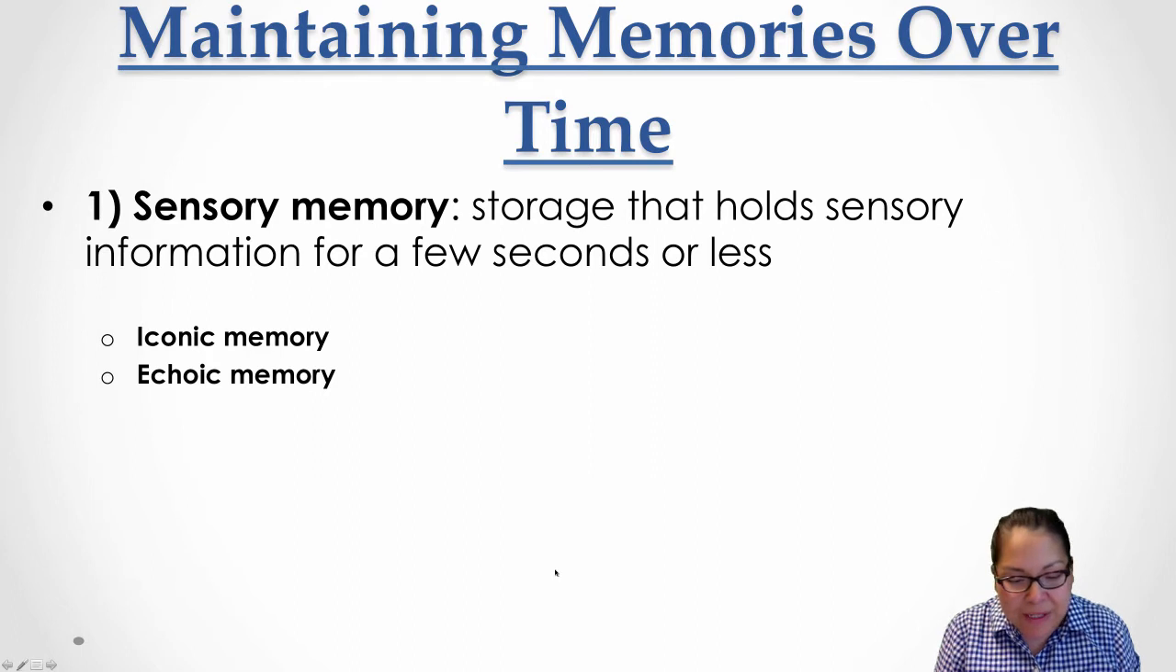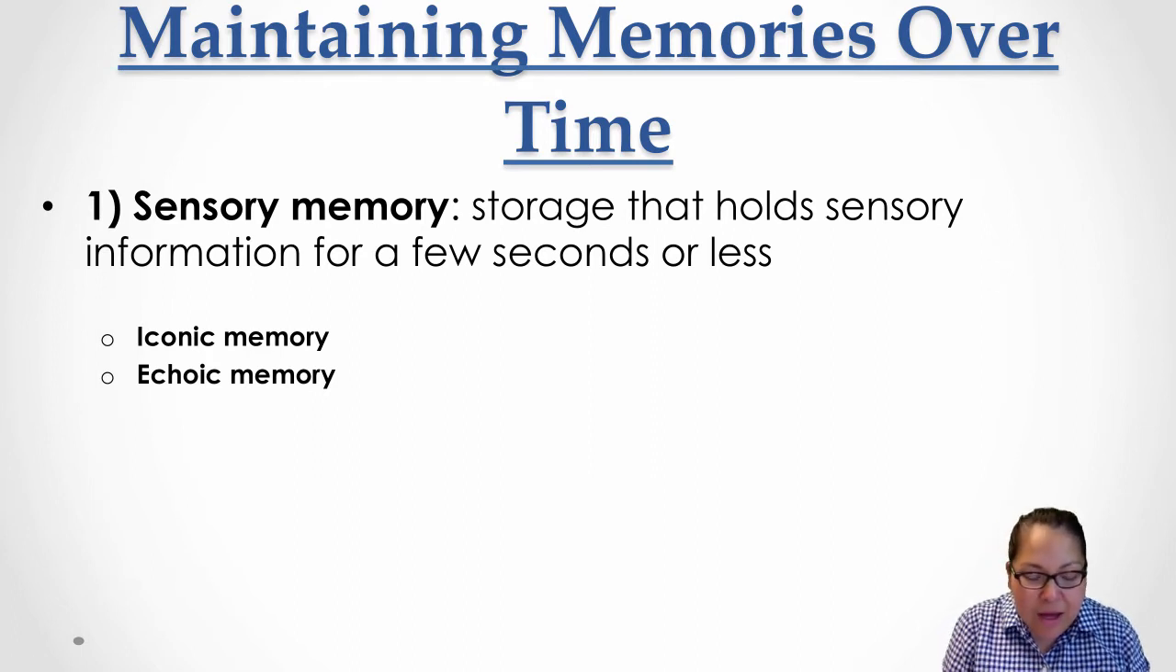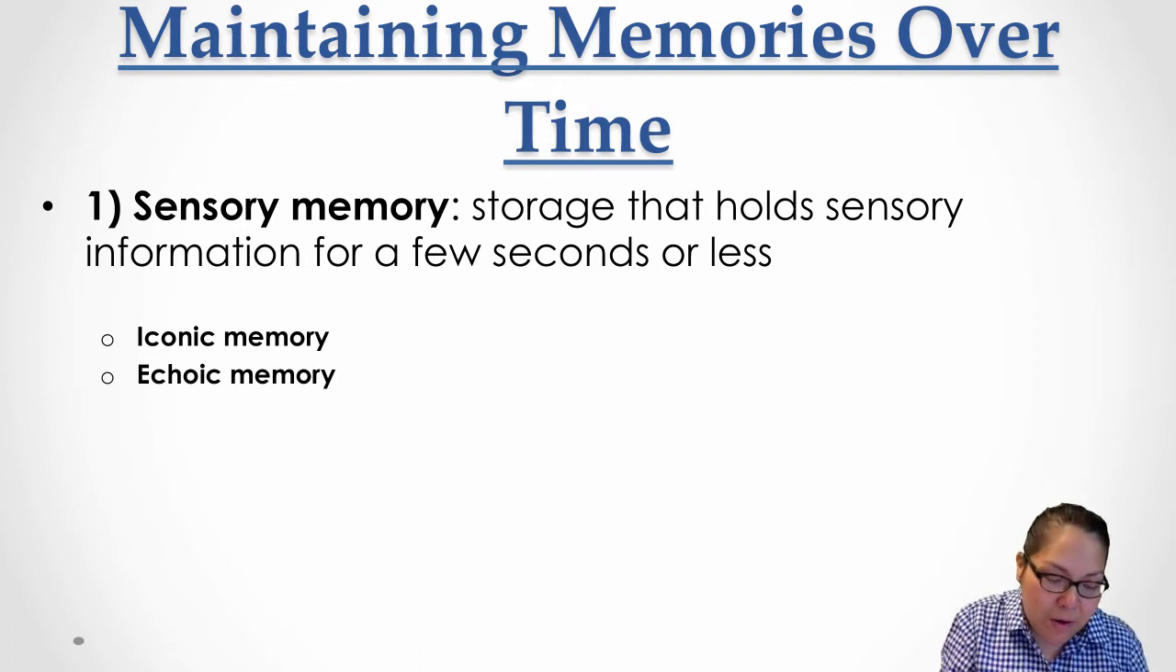When we talk about maintaining memories over time, now that we have a basic understanding of how we memorize information, or how that's encoded in our memory, the next step is to discuss how we maintain those memories over time. So to preface this discussion, there are 3 different types of memory, and they are defined by how long we actually hold on to that information.